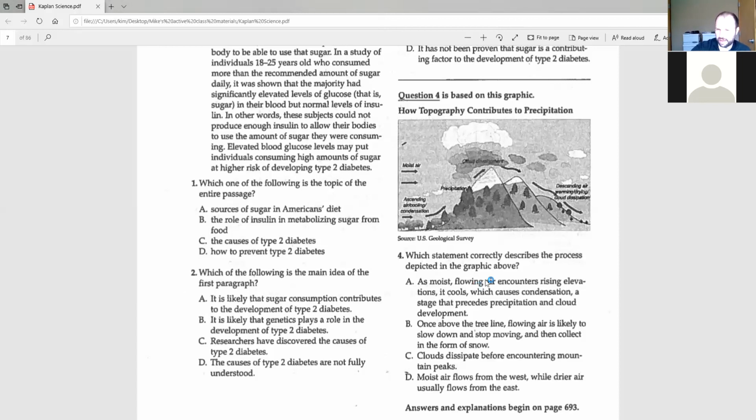Moist flowing air encounters rising elevations, cools, causes condensation, stage that precedes precipitation. Condensation is here, precipitation is here, and cloud development is here. Right? So A is the only one that adds up when you look at them closely.